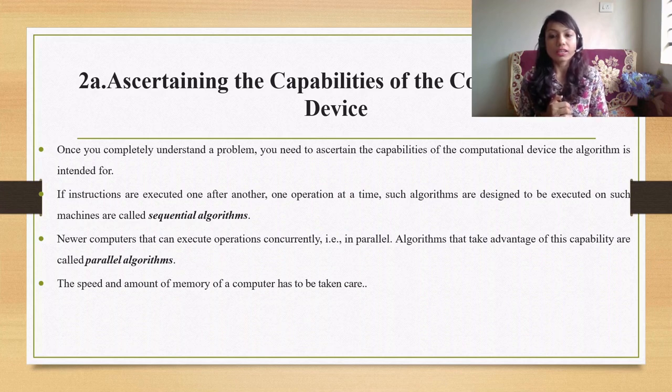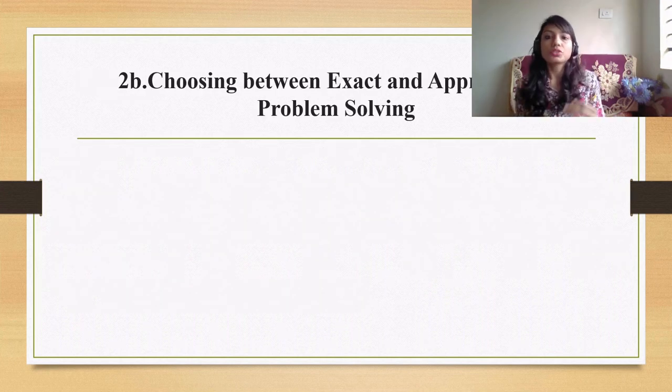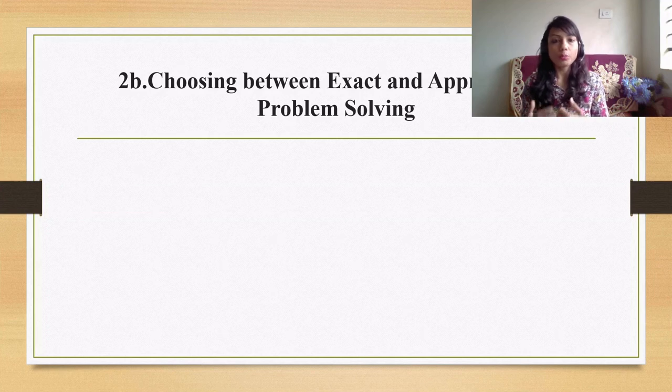And the last thing to be taken care of is how much speed and how much memory your computer has. That is the thing you have to see in this step 2A, that is, to ascertain the capability of a computational device. Next thing you have to do is choose between an exact or approximate problem solution technique.